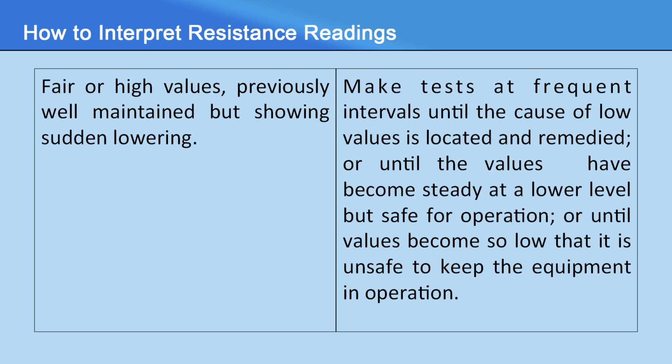Last condition which can be obtained during test is fair or high values previously well maintained but showing sudden lowering. Under this condition, what we have to do is make tests at frequent intervals until the cause of low values is located and remedied, or until the values have become steady at a lower value but safe for operation, or until values become so low that it is unsafe to keep the equipment in operation.